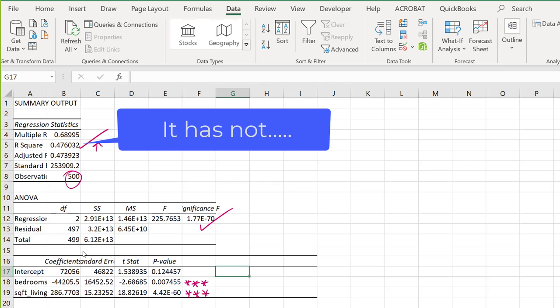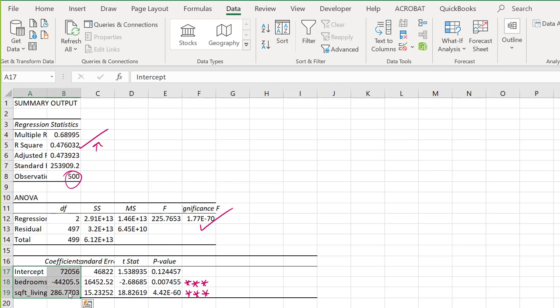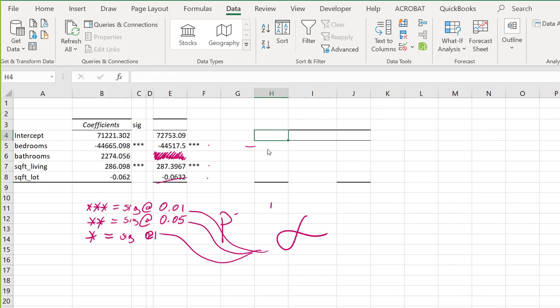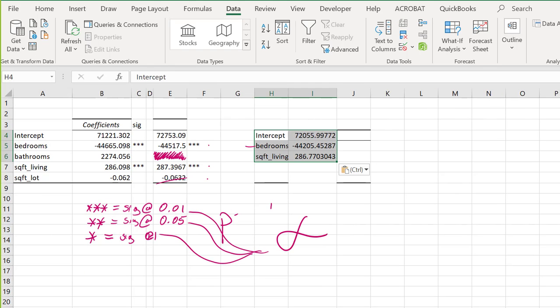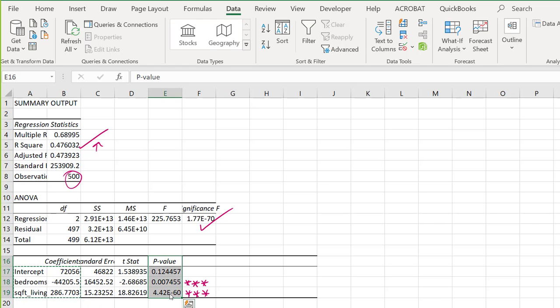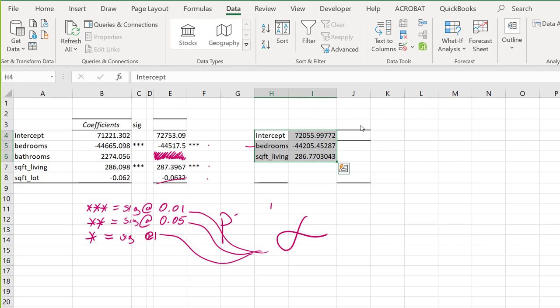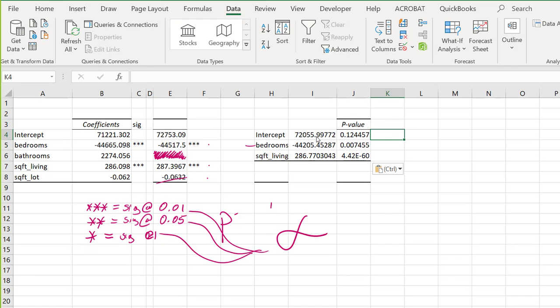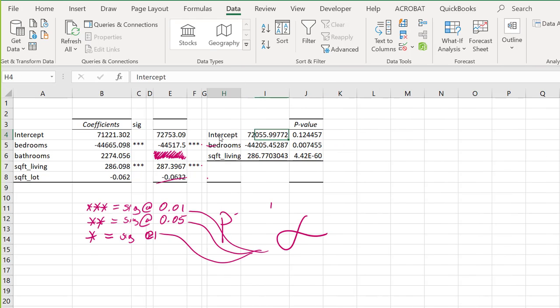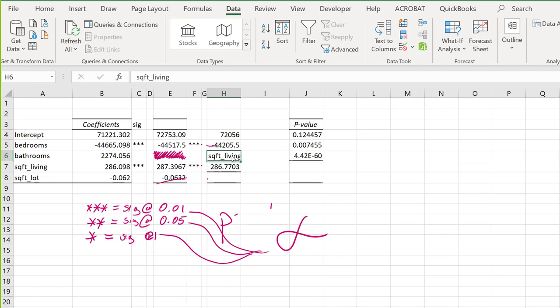So that's fantastic. I'm going to go ahead and grab these guys and go back to my results, and paste it up here, and I'm going to grab the p-value as well. Then I can just cut and paste these into my next set. Bedrooms looks good. This one's going to go here, this one to square foot living, and all of this is empty.